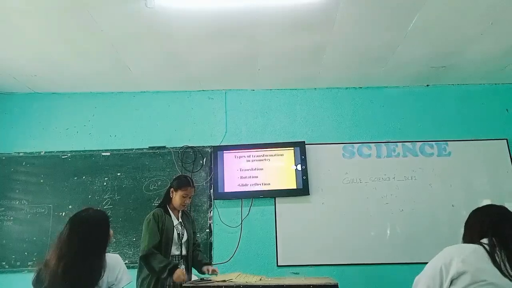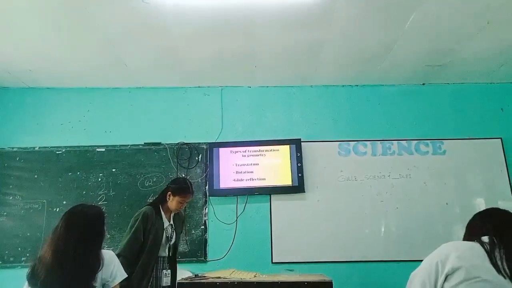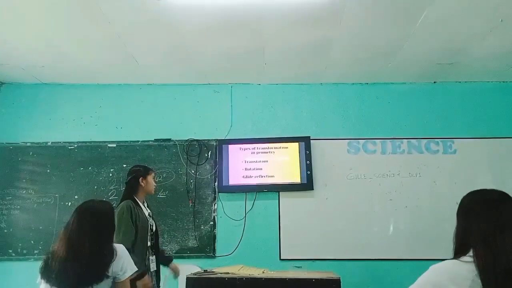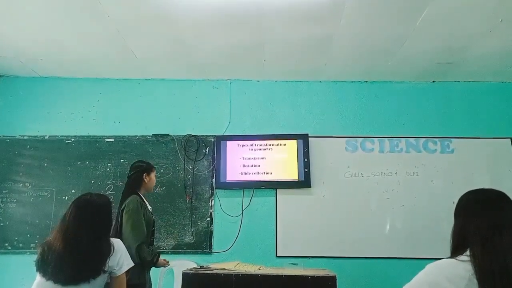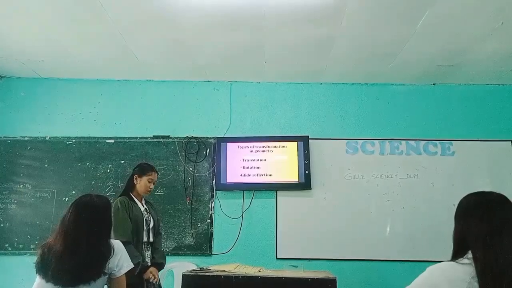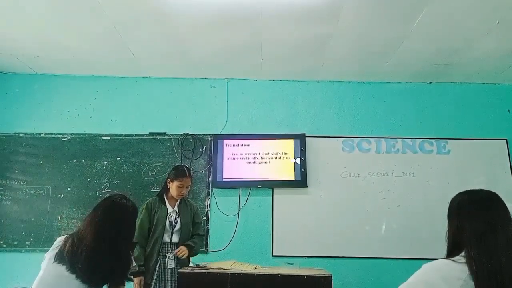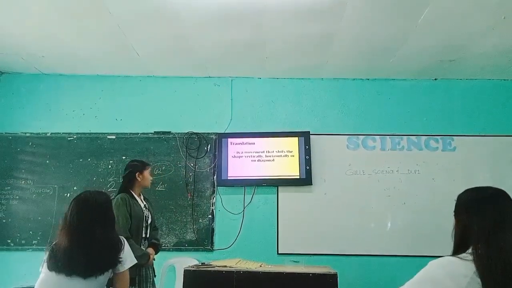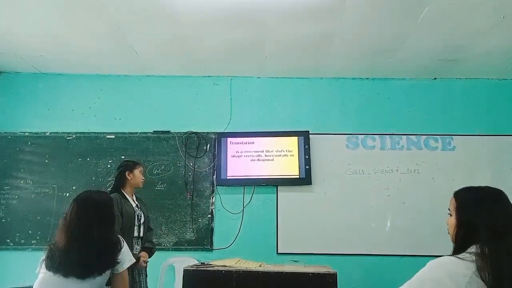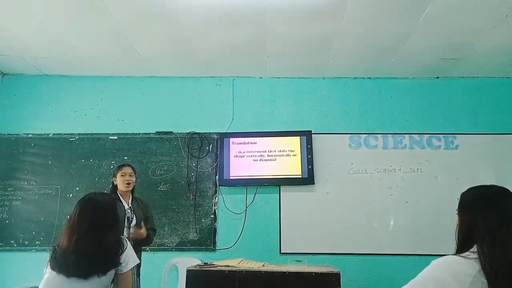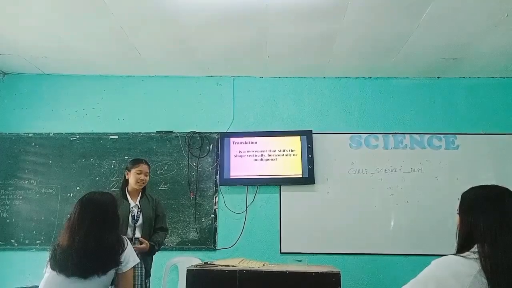So, there are types of transformation in geometry. The first one is the translation, then the rotation, and glide reflection. First, let us know what translation is. Translation is a movement that shifts the shape vertically, horizontally, or diagonally.